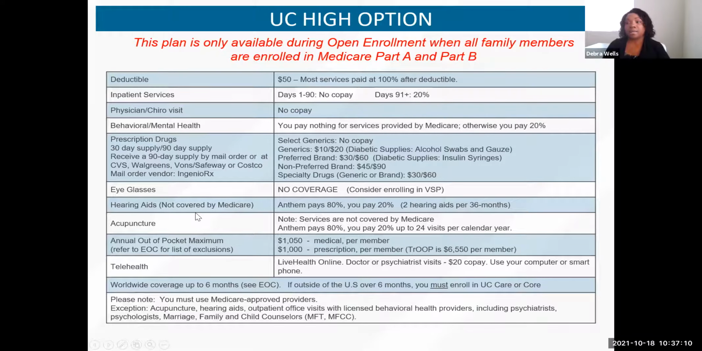Hearing aids, again, not covered by Medicare, but Anthem will pay 80%, you pay 20%. Same for acupuncture. Anthem pays 80%, you pay 20%. Your out-of-pocket maximum is only $1,050. So after you reach your out-of-pocket maximum, your plan then covers at 100%. You still have telehealth services. It is worldwide coverage up to 6 months. And again, you do have coverage beyond Medicare for your psychiatrists, psychologists, and marriage and family therapists.